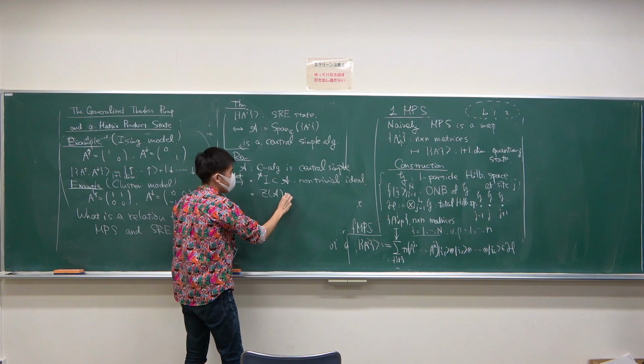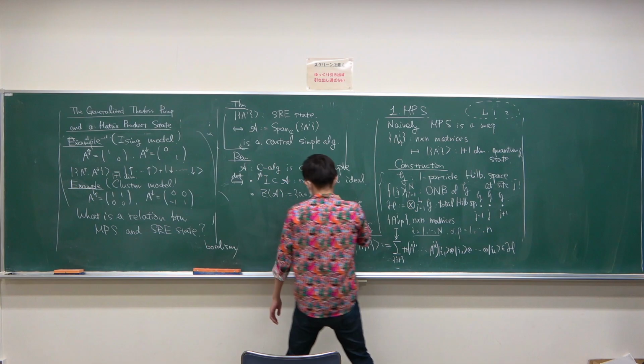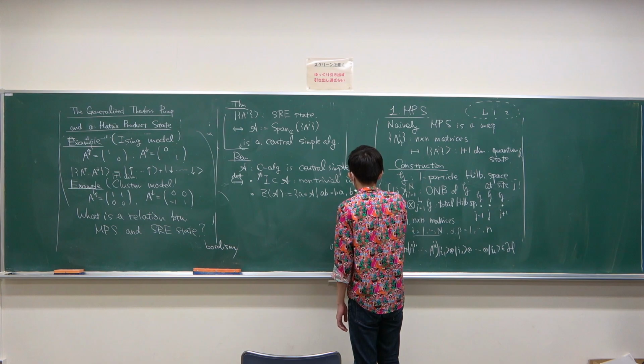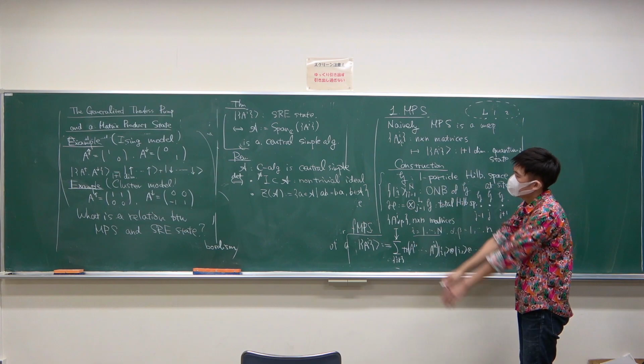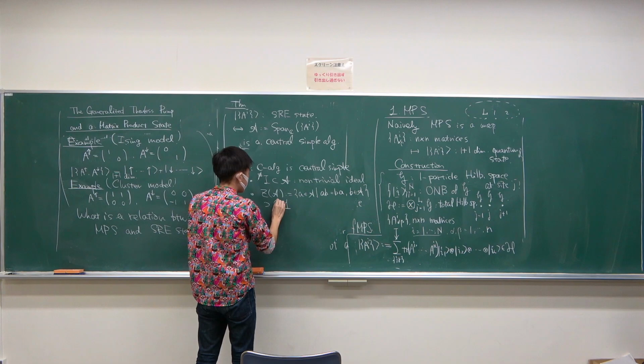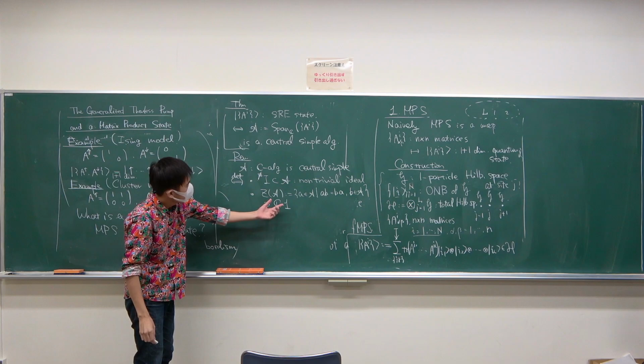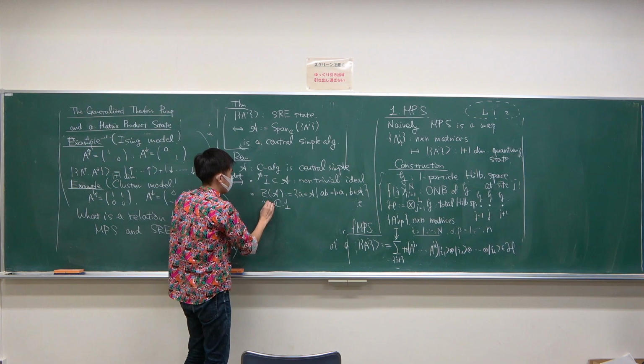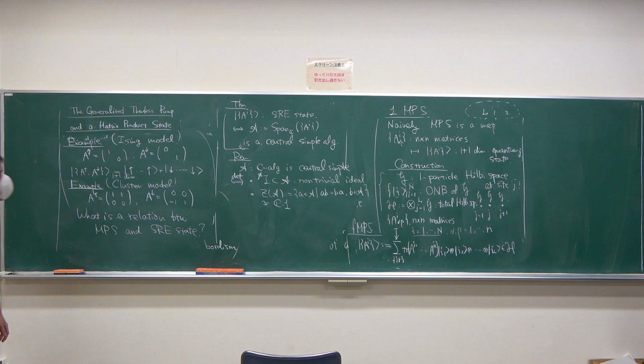and centrality concerns the center of this algebra. This is defined by the elements of A which commute with every element of A. This is the definition of the center of this algebra. In general, the center includes the unit times a scalar, but the centrality means the center is isomorphic to 1 times scalar. So the central simple algebra is a simple and central algebra.